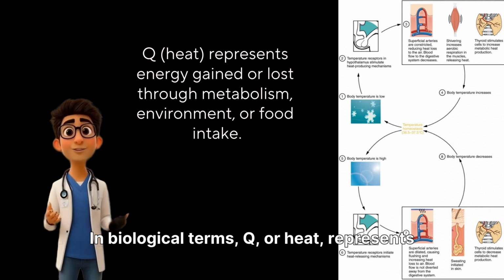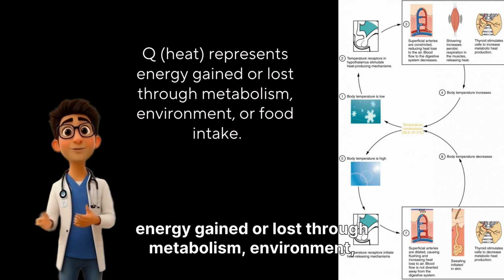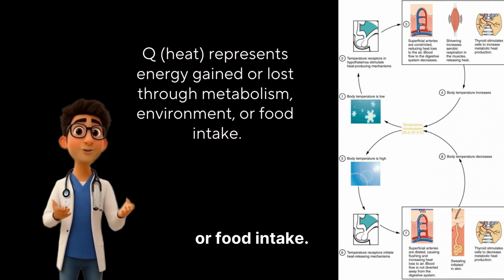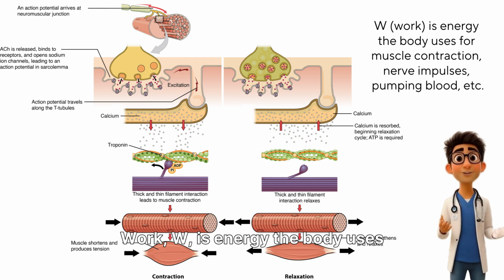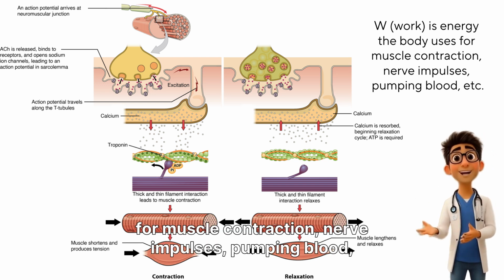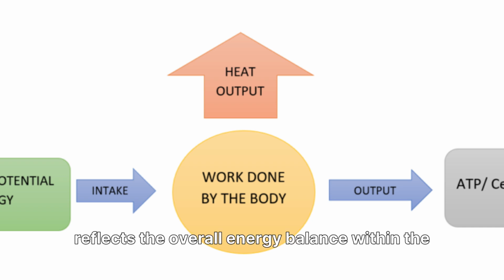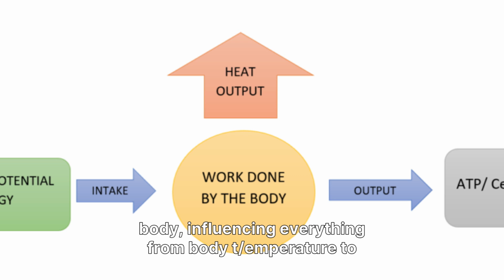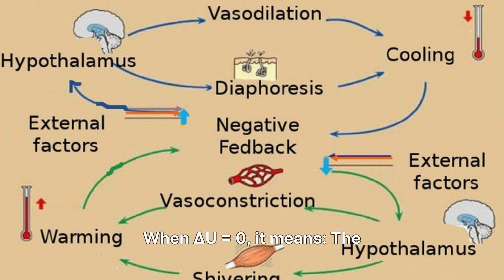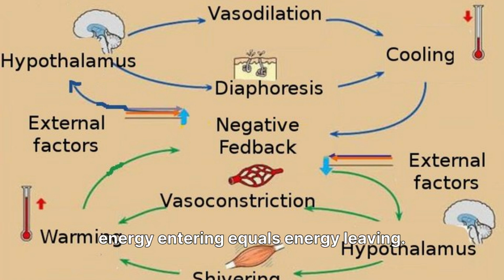In biological terms, Q, or heat, represents energy gained or lost through metabolism, environment, or food intake. Work, W, is energy the body uses for muscle contraction, nerve impulses, pumping blood, etc. The change in internal energy, delta U, reflects the overall energy balance within the body, influencing everything from body temperature to cellular processes. When delta U equals 0, it means the body's total internal energy remains constant. Energy entering equals energy leaving.